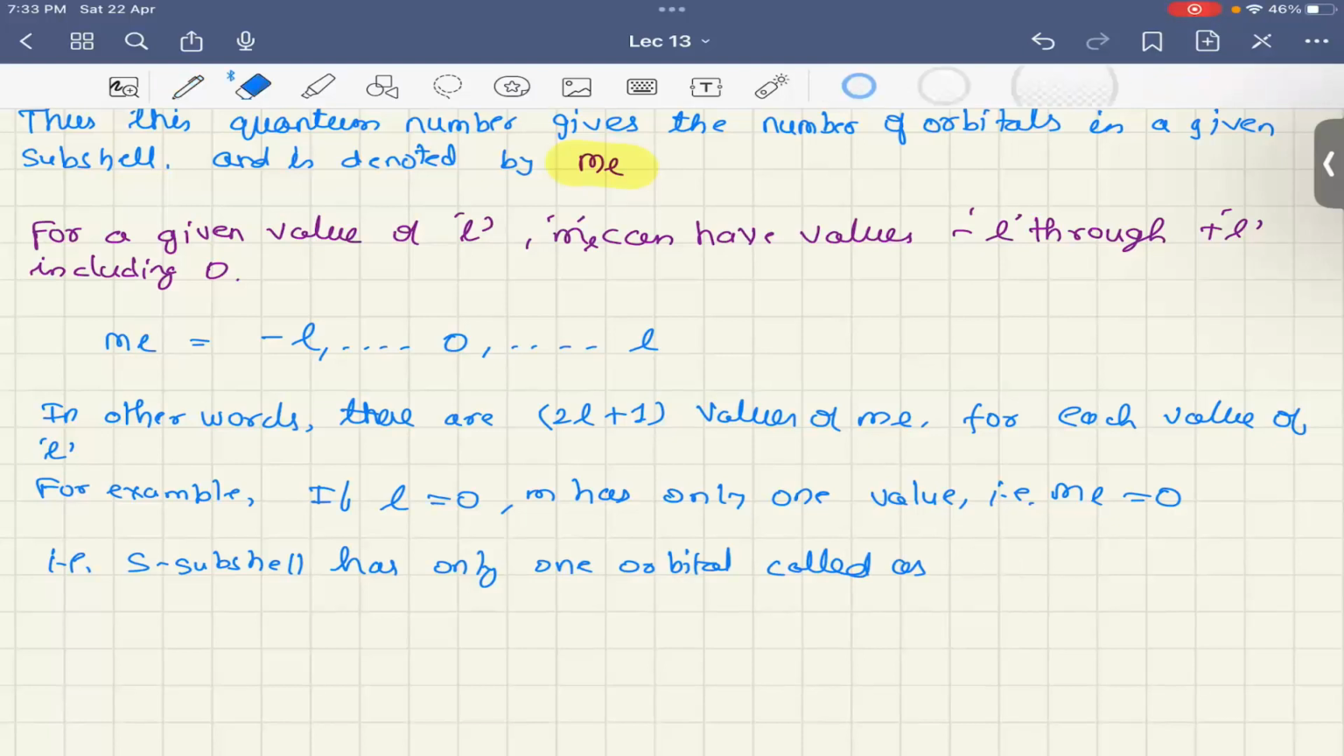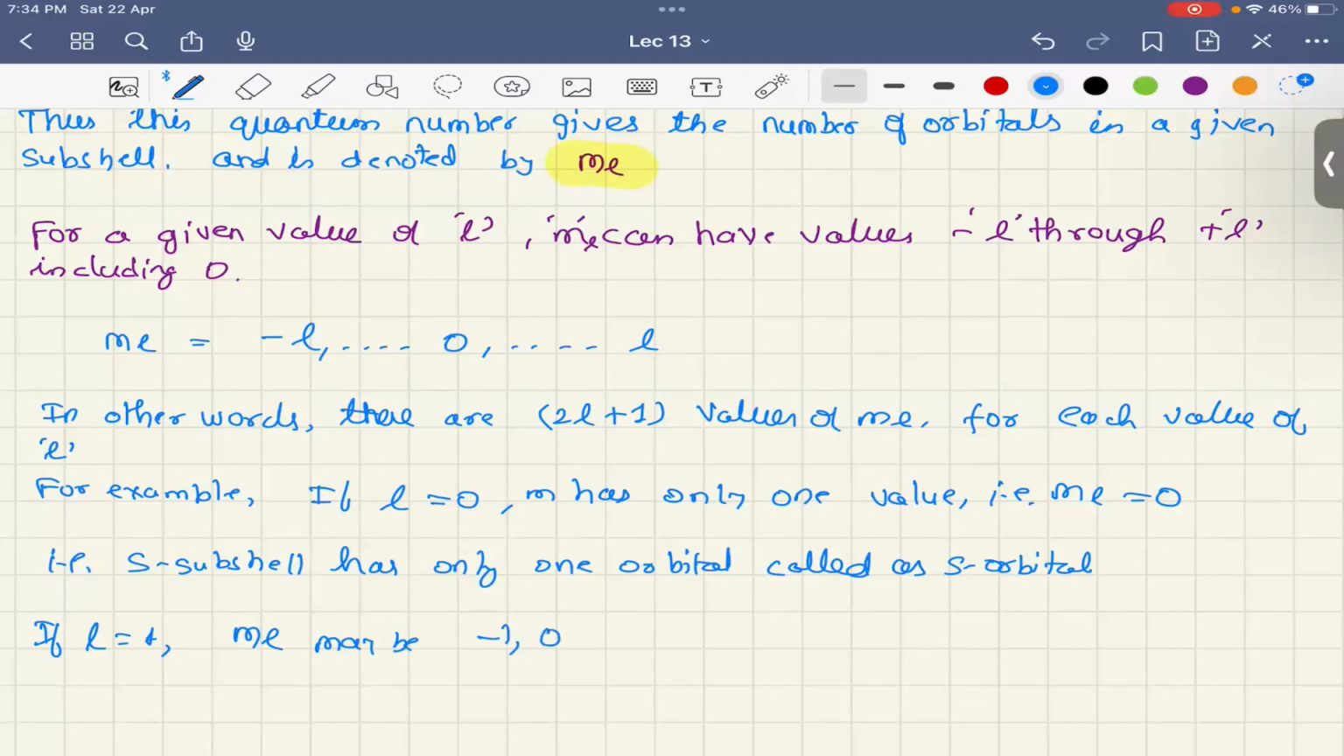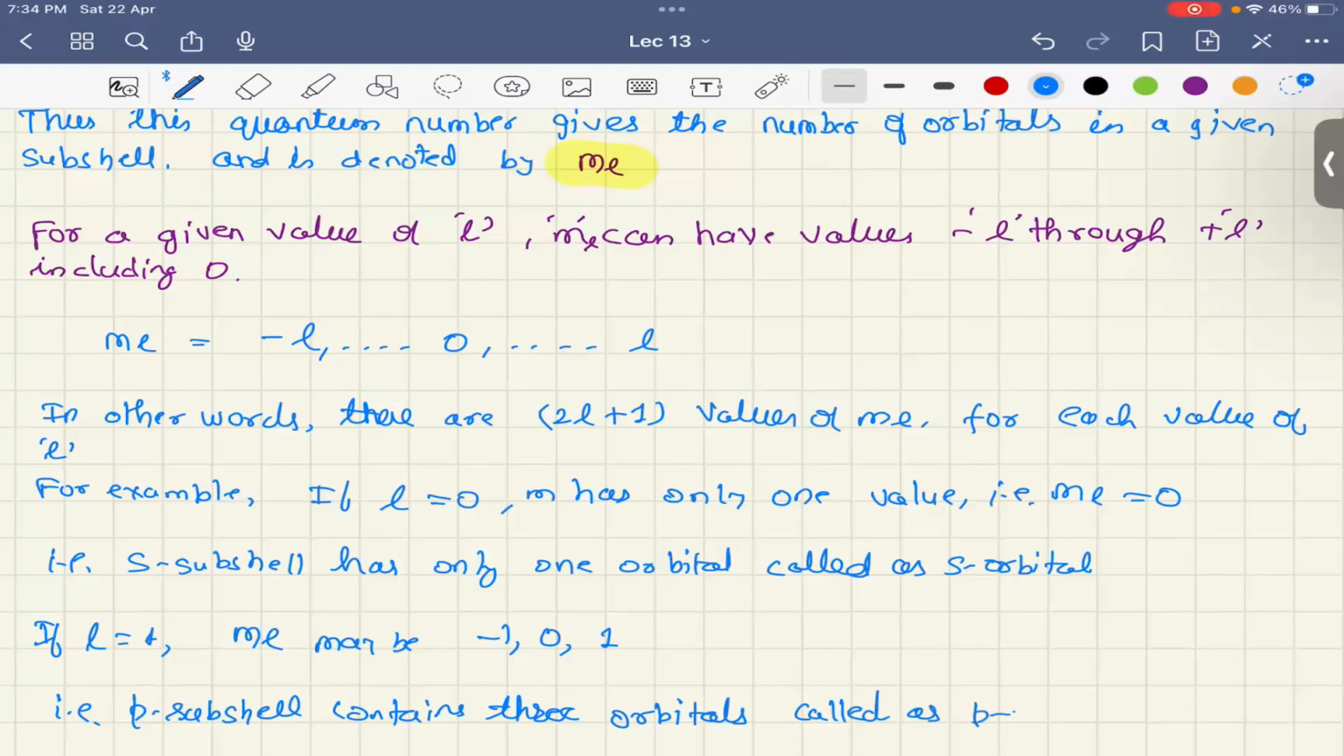Called the s orbital, right? If l is equal to 1, ml may be minus 1, 0, or 1. That is, the p subshell contains 3 orbitals, right? 3 orbitals called as p orbitals, right?